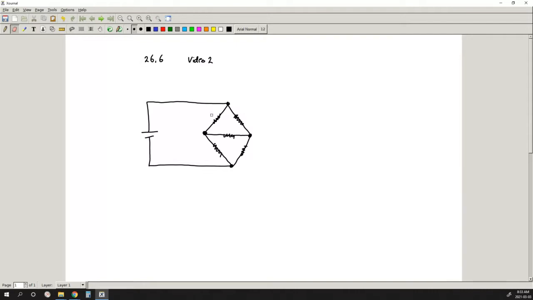Maybe I'll draw it on the inside so I can draw current. So this was 1 ohm, this was 1 ohm, this was 1, this was 1, and this was 2. These junctions here were labeled A, B, C, D. This was a 13 volt EMF.